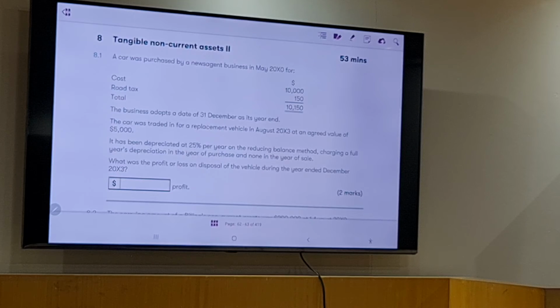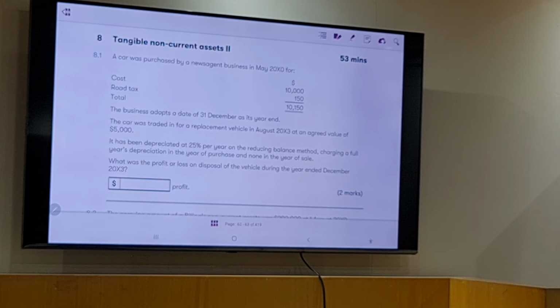you have to calculate the net book value. This is the net book value. That's very easy. Net book value is the difference between cost and accumulated depreciation. The cost is 10,000 minus.